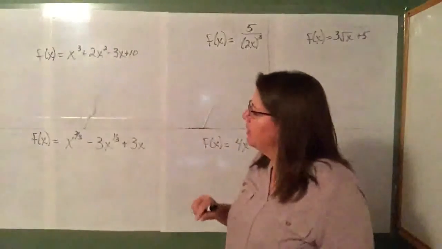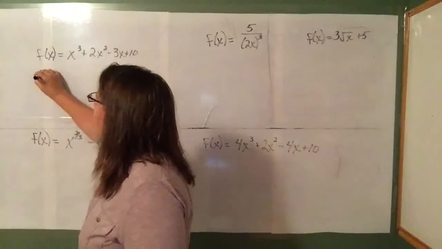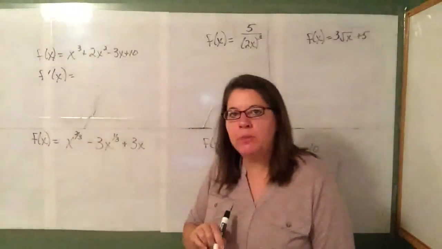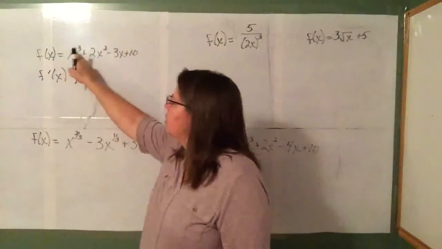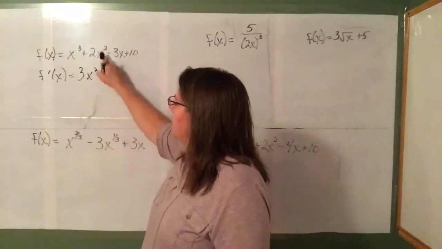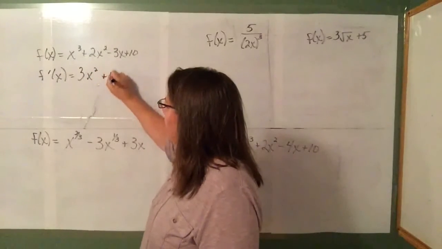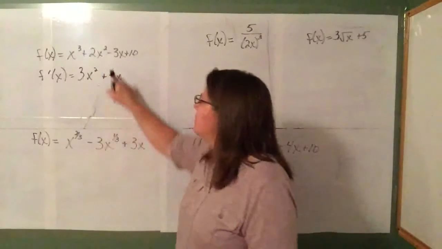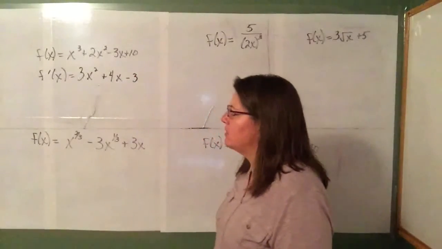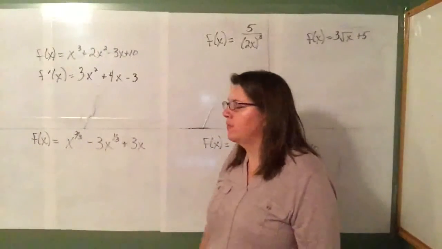With this first one, if I want to find the derivative of that, f prime of x, I'm going to take the derivative of each monomial separately. So x cubed, the derivative of that would be 3x squared. 2x squared derivative would be 4x. The derivative of minus 3x would be minus 3. The derivative of 10 is 0. So the derivative there is 3x squared plus 4x minus 3.